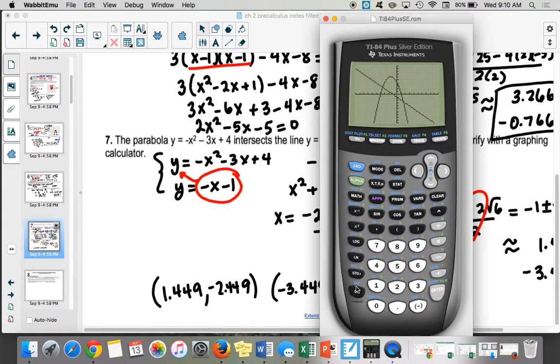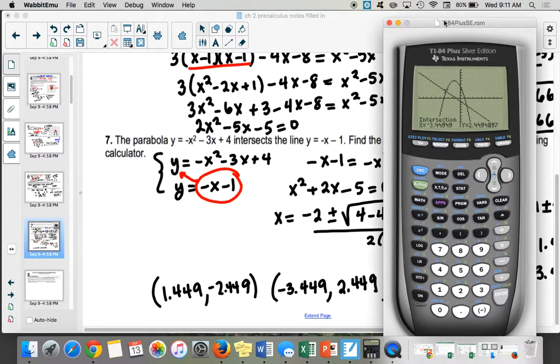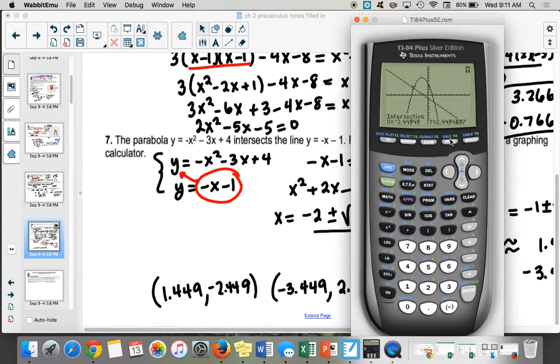So what we're trying to find are the intersection points. We do that by doing second, trace, intersect. You basically just get right on top of where you think it's intersecting. You don't have to do a right bound, left bound or anything. Just hit enter for first curve, second curve, and then guess. So it says negative 3.449, comma, 2.449. Is that one of the ones we had? Yep. Isn't that much faster?